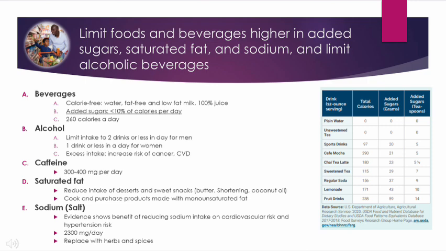Next, saturated fat. These are commonly found in butter, fatty meats, and processed foods. High intake increases the risk of heart disease. So we encourage replacing saturated fats with healthier fats, such as those found in vegetable oils, nuts, and fish. Third, sodium. High sodium intake is strongly associated with hypertension. The recommended limit is about 2,300 milligrams per day. A simple strategy is to reduce processed foods and use herbs and spices instead of salt.